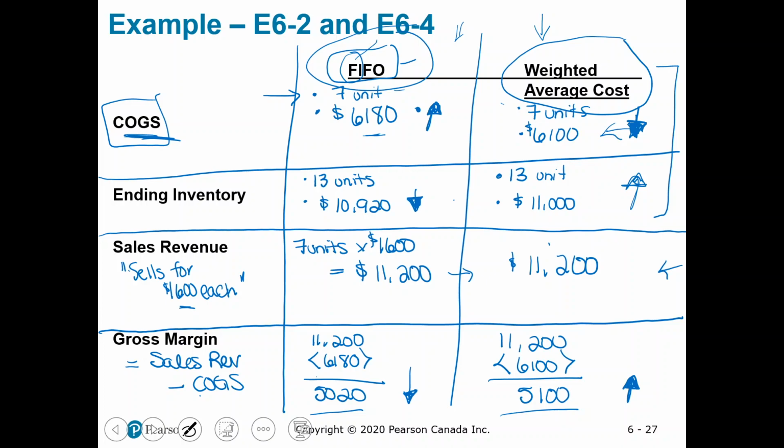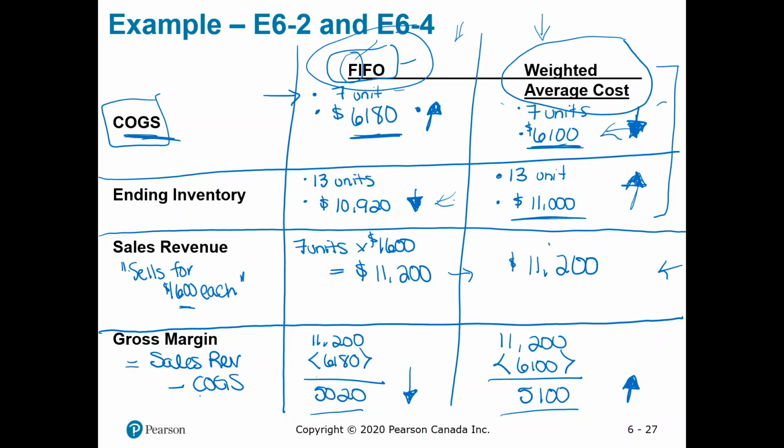We discussed that in that case, the costs were decreasing each time we had a purchase. And when that happened, it resulted in FIFO ending up with a higher cost of goods sold, and weighted average had the lower cost of goods sold. And FIFO had a lower ending inventory, whereas weighted average had the higher ending inventory.